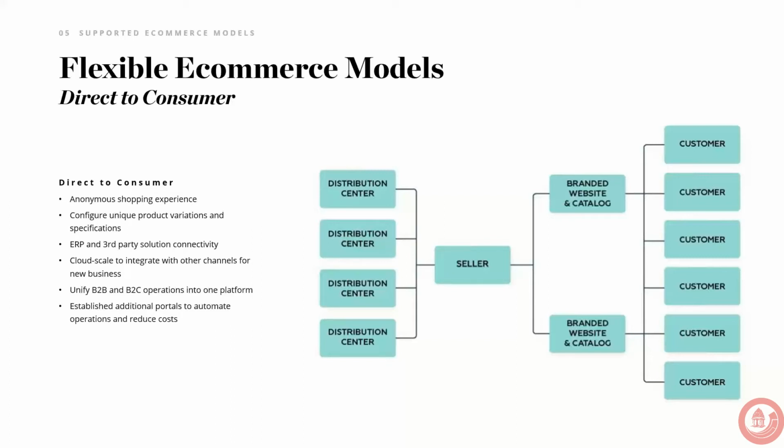So in this example, you can see there is a seller in the middle, and on the right-hand side, you can see we have end users or customers, and then you could have one or multiple catalogs, or you could have multiple brands. And on the left-hand side, you see that your products are fulfilled through a single distribution center, or it could be multiple distribution centers. You have the ability to provide either an anonymous shopping experience or an authenticated shopping experience.